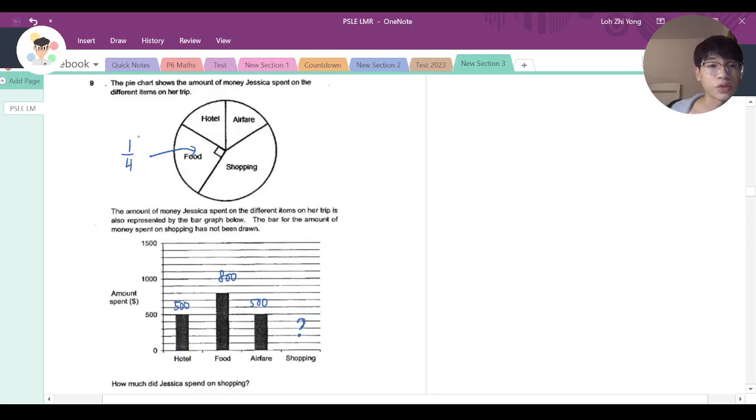And again, interestingly, we know 1/4 is spent on food. And I know 1/4 is actually what? 800. So 4/4, which is the total, will be 800 times 4, which is 3200. So the total is 3200.